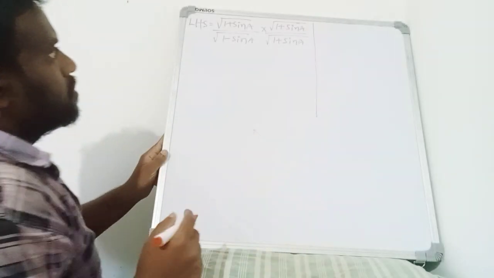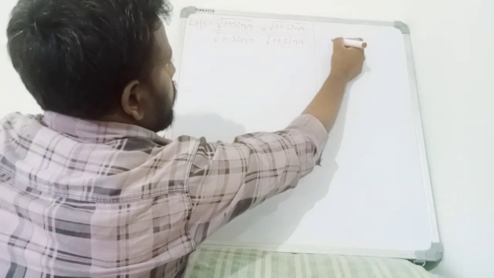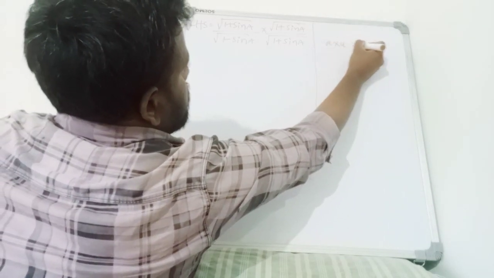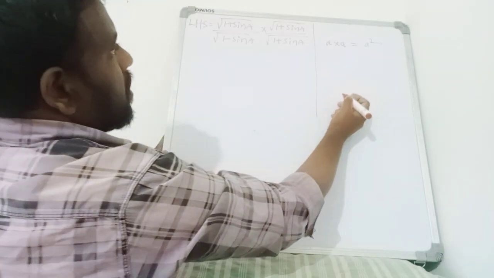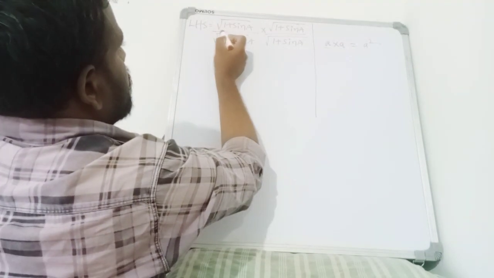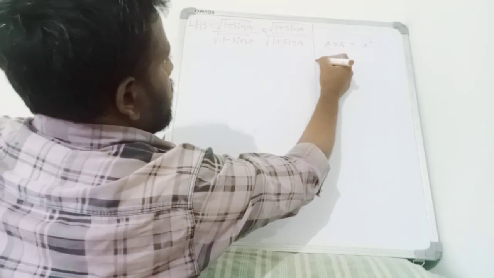See here, you observe, we have the formula A into A is equal to A square. In place of A, we have this square root of 1 plus sin A. I will write it here.